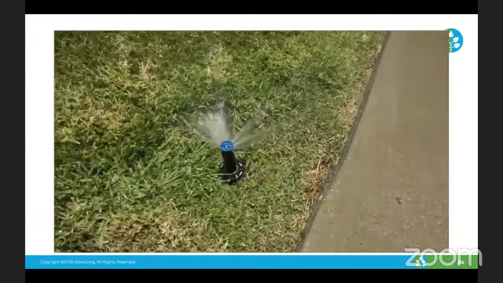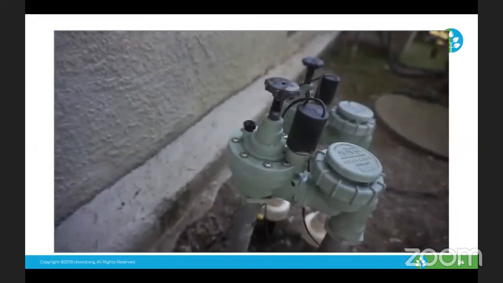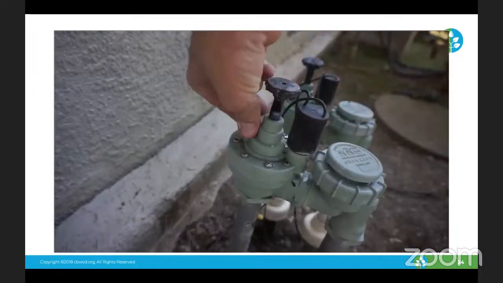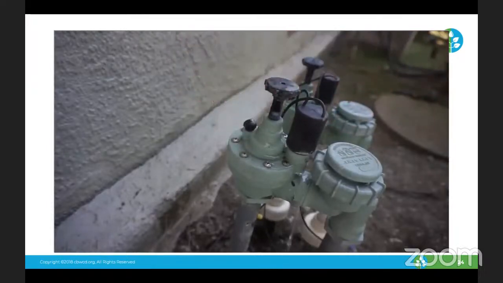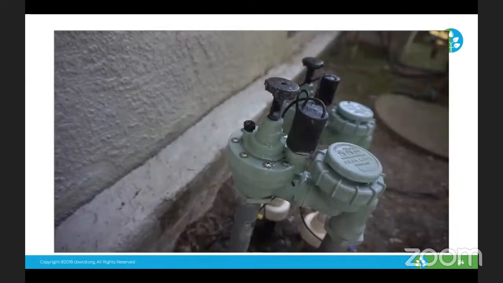and tilted. A pro tip, you can manually turn on your irrigation system at the irrigation valve. By simply turning the bleed screw a quarter to a half a turn, the irrigation system will turn on. This will allow you to walk the site for as long as you need, check out any inefficiencies, and when you're ready to turn the irrigation valve back off, simply come back to the bleed screw, turn the knob till it's tight, and the irrigation valve will turn off.